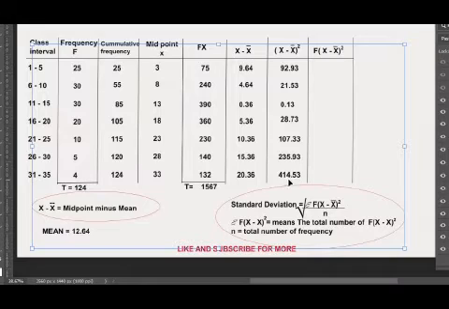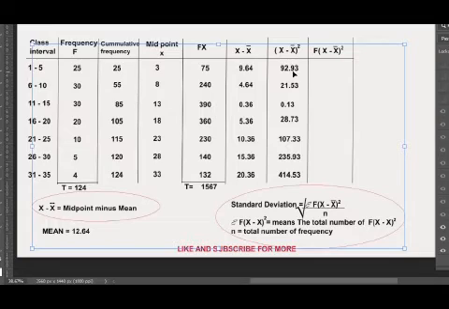So it all continues all the way down. The next one now is to figure out the final one, which is what? f(x - x̄)². How do we get this one? To get this one now, we have to multiply this one by the frequency. (x - x̄)² times frequency.